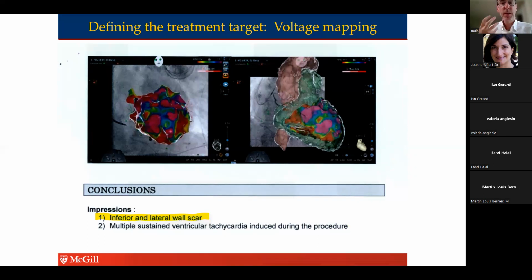So we're going to take this information, in this case for this patient, the voltage mapping, identifying the inferior and lateral wall of the ventricle. We can move to the next slide, Joanne.